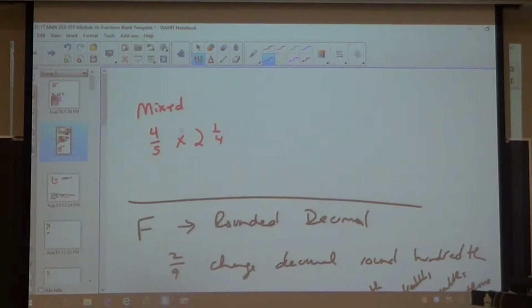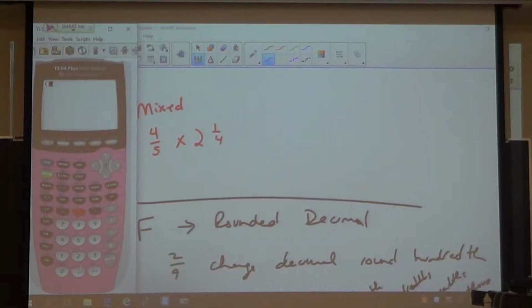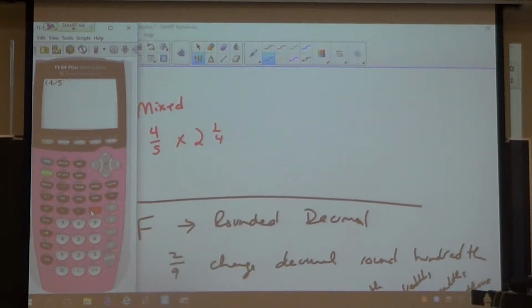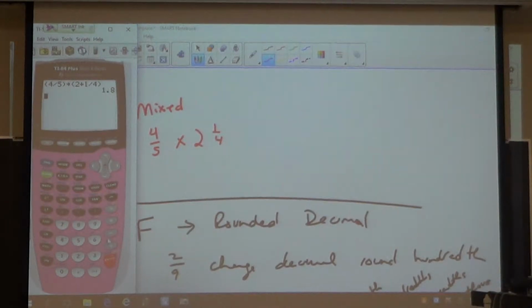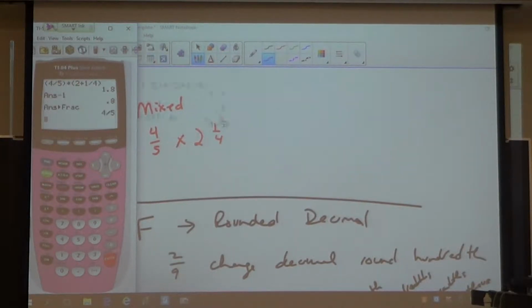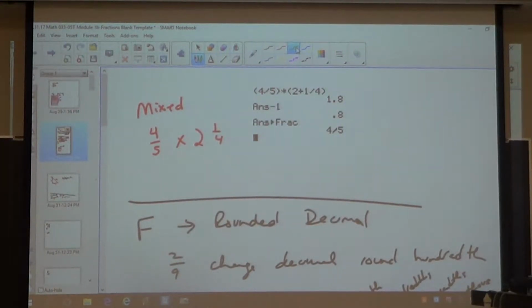A couple of us are still struggling with mixed numbers. Remember, if you have a plain fraction, you just wrap it up. If you have a mixed number, it's the whole number plus the fraction wrapped up. And to get a mixed number answer, you subtract the whole number, and then you math enter the change. So the answer to this problem is going to be 1 4/5. But the mixed number is going to be whole number plus fraction wrapped up. Cool?